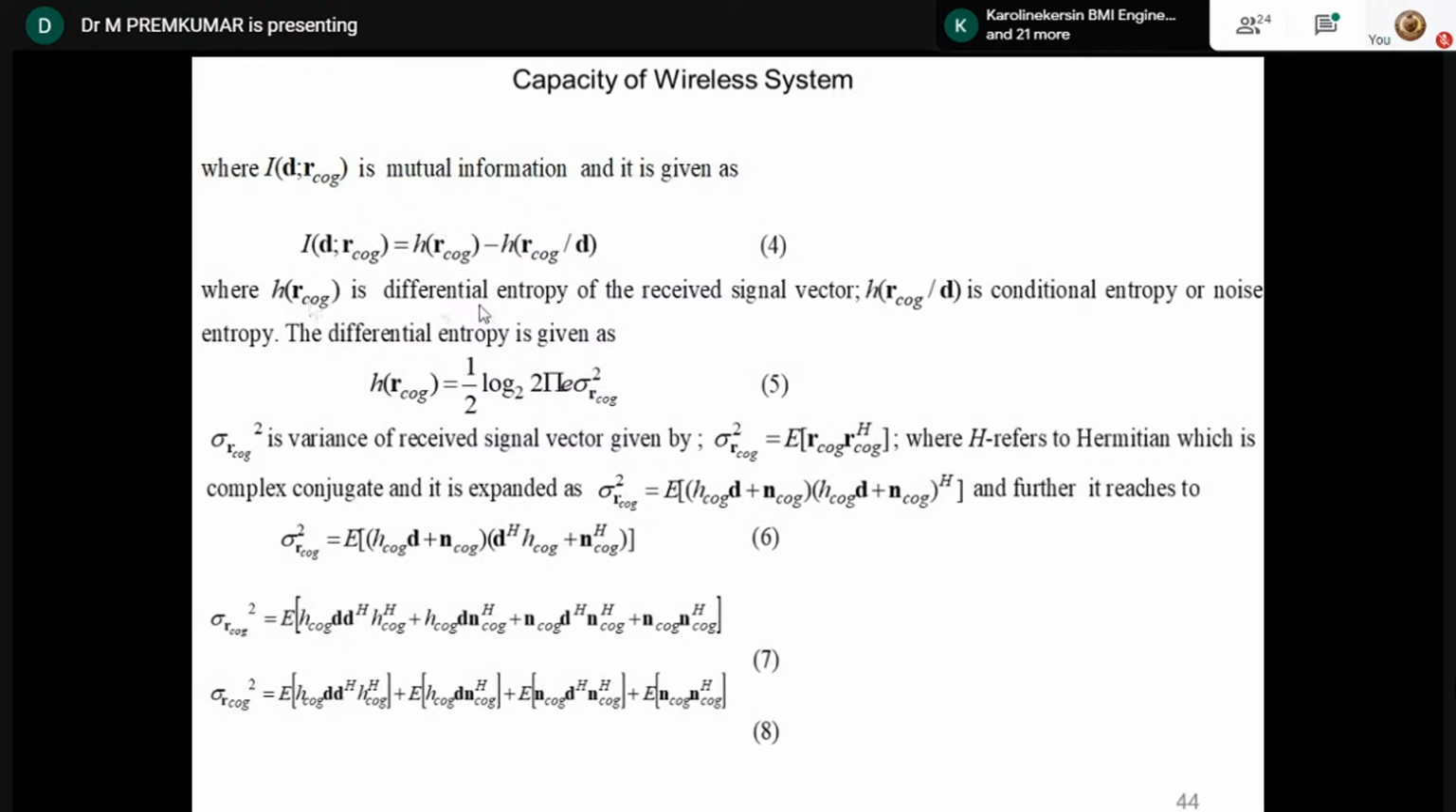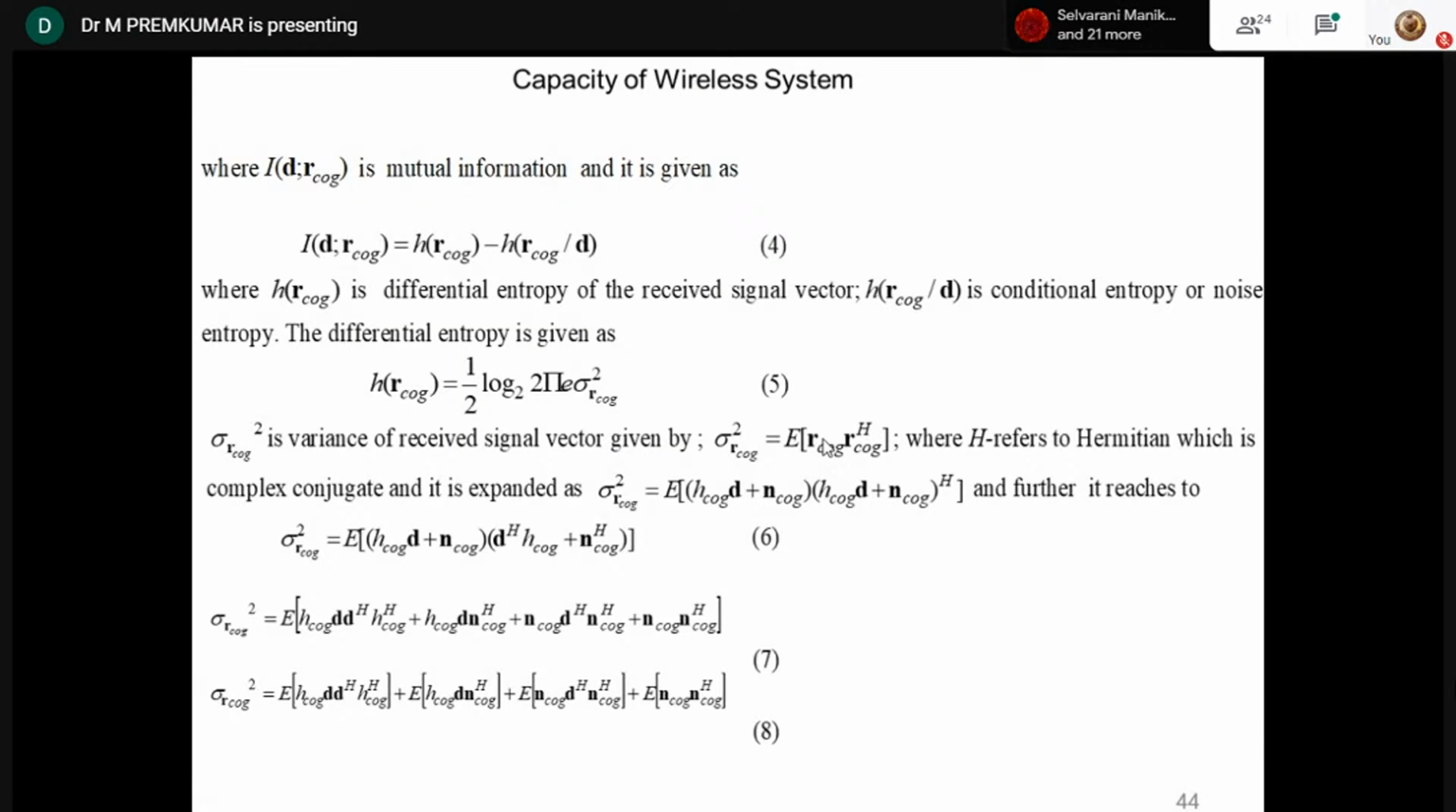H suffix RCOG is the differential entropy of the received signal vector, and R suffix COG bar D: given the transmitted data, what is the received signal? The conditional entropy or noise entropy. So the received signal entropy is found to be 1 by 2 log base 2 of 2 pi e sigma R square COG, where sigma square R is the variance of the received signal. This variance is the correlation of the received signal vector, and H is the Hermitian, or complex conjugate. You can expand this further.